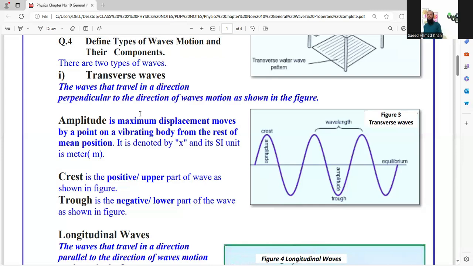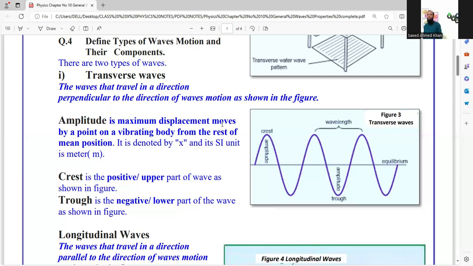Now, the second is amplitude. The amplitude is the maximum displacement moved by a point on the vibrating body from the rest or mean position. Now this line where my cursor is, you can see, this is a mean line, from here to upside or from here to downside. That is called amplitude and it is denoted by X and its SI unit is meter.